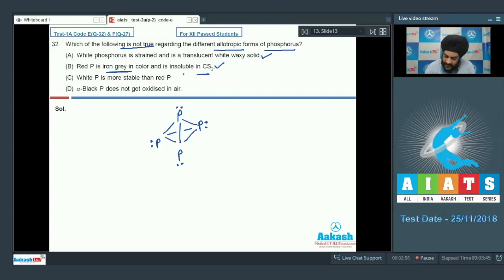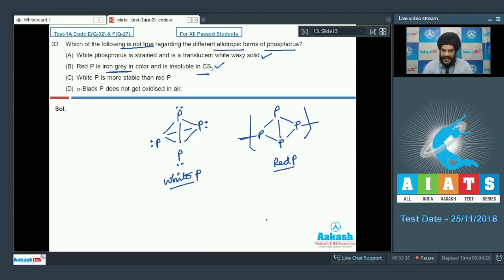This statement is incorrect, students. The red P is more stable as the strain which was present in white phosphorus is released. So red P is a polymeric form of phosphorus. So due to this breakage of this bond, the red phosphorus is more stable than the white phosphorus. The statement given in option C is incorrect. White P is not more stable than red P.